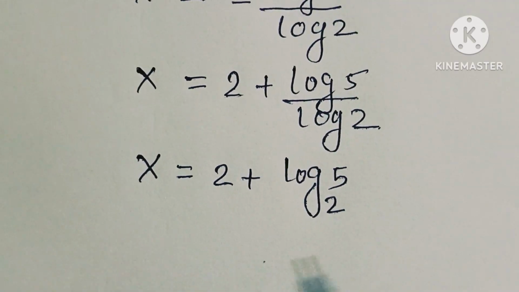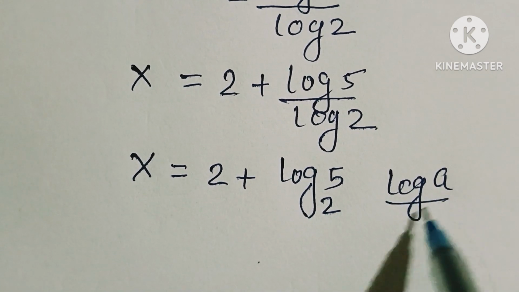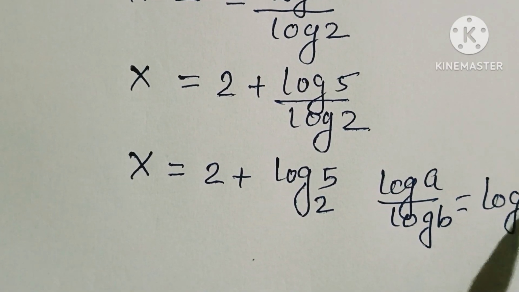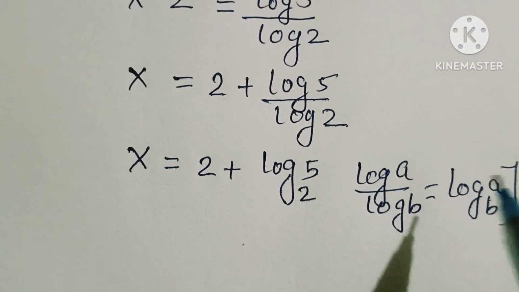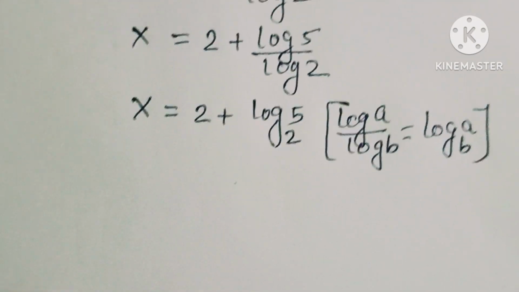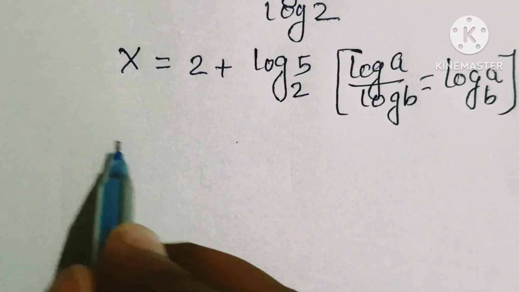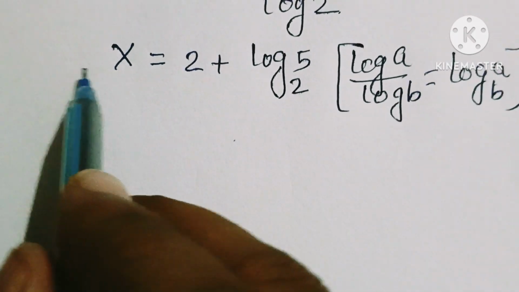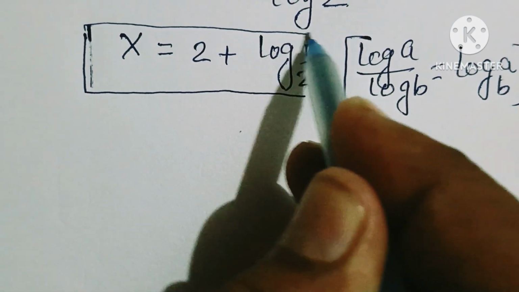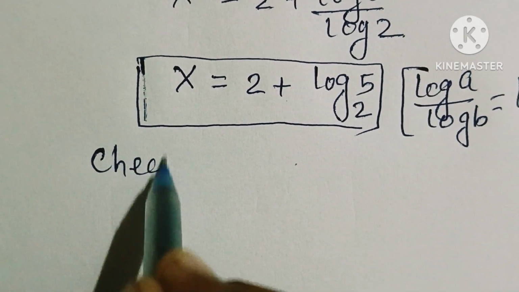Here we have applied the formula log of a divided by log of b equal to log of a to the base b. This is the value of x. x equal to 2 plus log 5 to the base 2. Check.